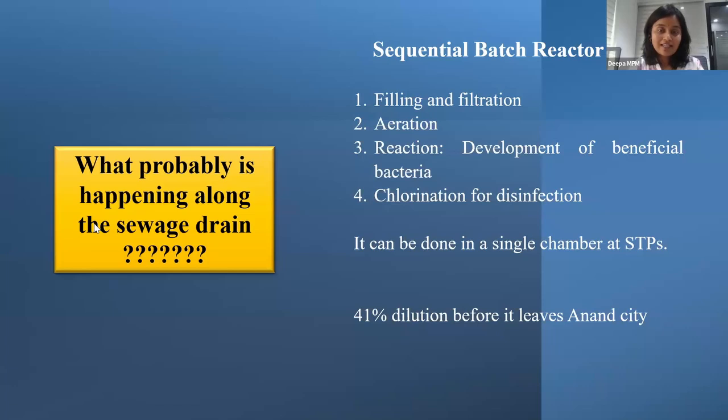So I just observed, I have two videos. I don't think I'll be able to play them. But this struck me: what probably is happening in the sewage drain, so that the downstream farmers are using it so happily, but not the upstream farmers.